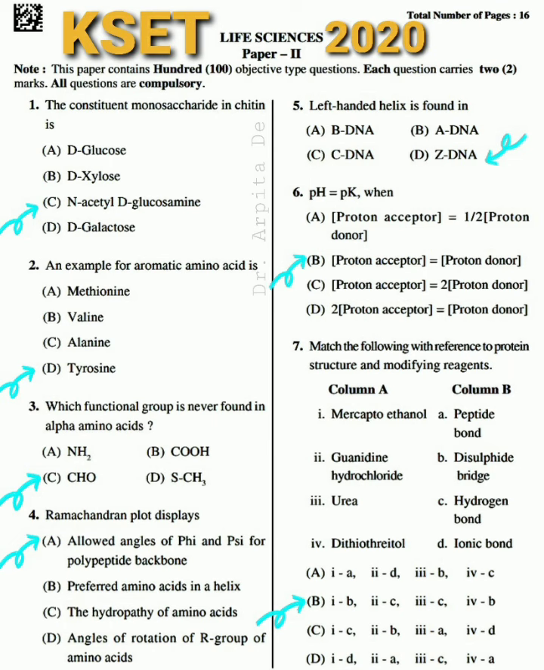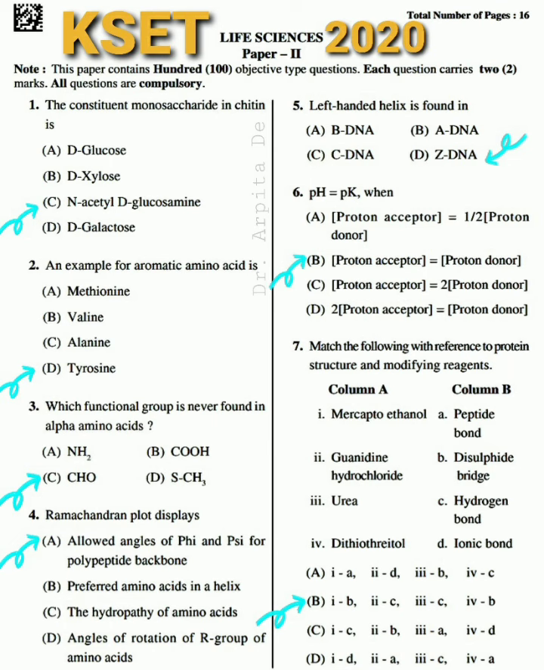Coming to the second question, an example of aromatic acid is. Here it is a very easy question. We can all see that methionine, valine, alanine are not aromatic. The only option here is option D, that is tyrosine. Coming to question number 3, which functional group is never found in alpha amino acids? CHO group is never found in alpha amino acids. So our right answer is C, that is CHO.